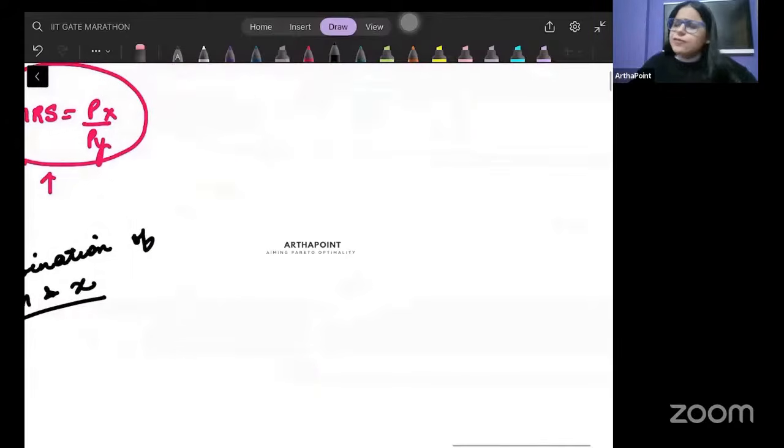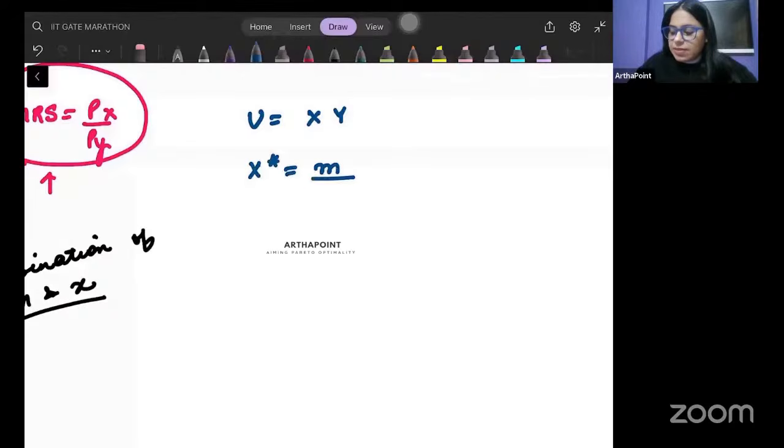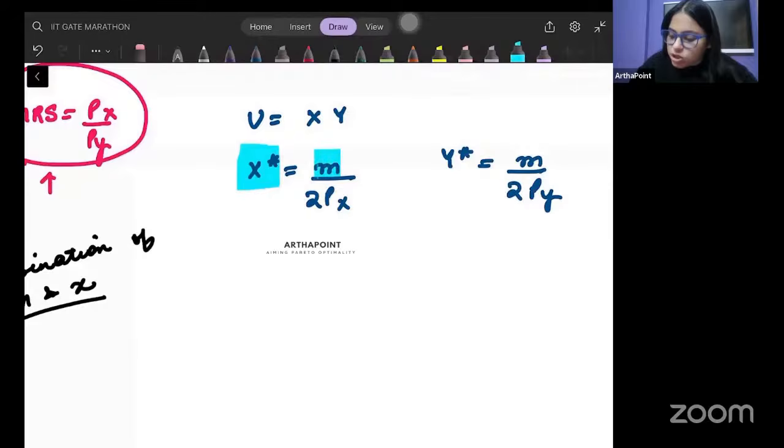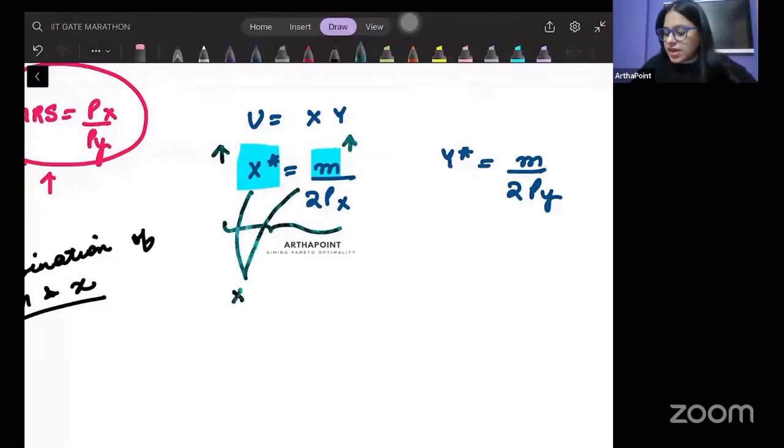If you remember, let's say I have a utility function XY. We know that if the utility function is XY, then X star will be M by 2PX, and Y star will be M by 2PY. So X is actually a function of income. From here I can see that income is in the numerator, so as my income increases, the demand of X will increase. This also guides me to the fact that X is a normal good.